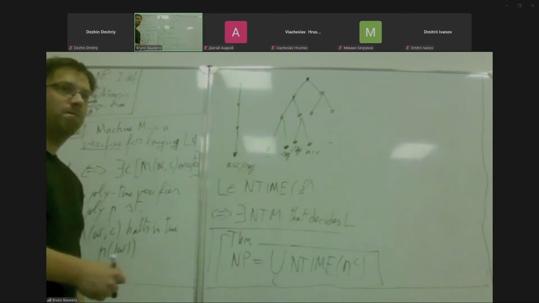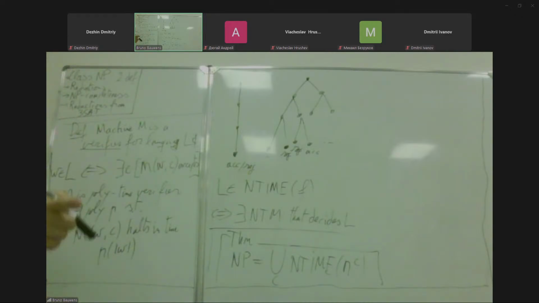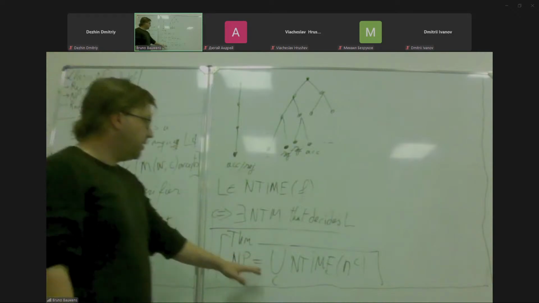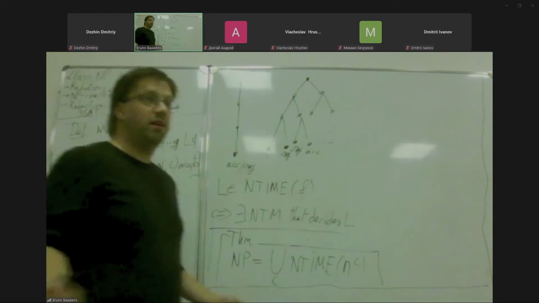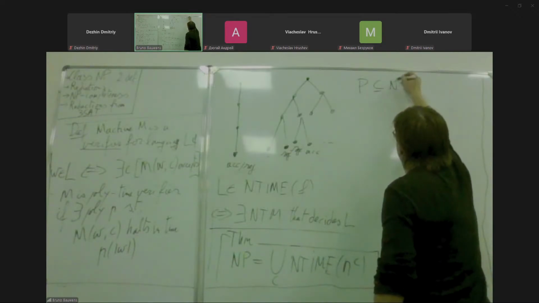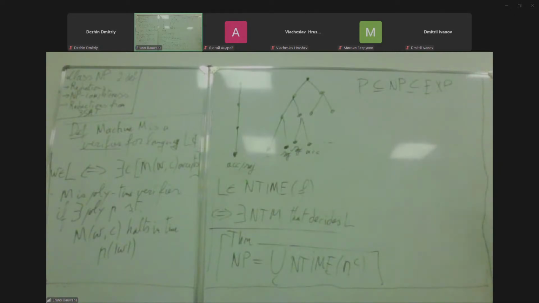And is a non-deterministic Turing machine that takes X space. Okay, that's a good remark. And so we've proven they're equivalent. Let us prove some inclusions. So let us go. Let us prove these inequalities.